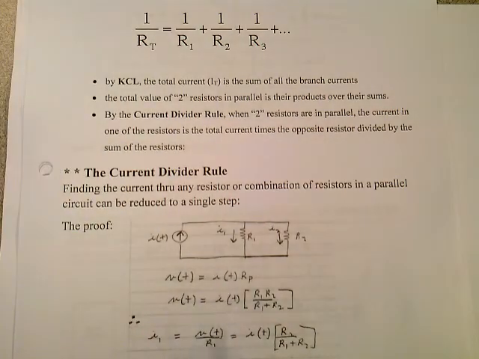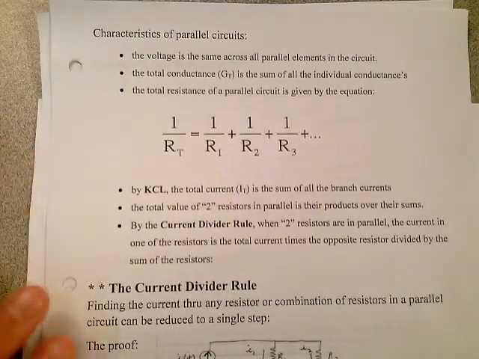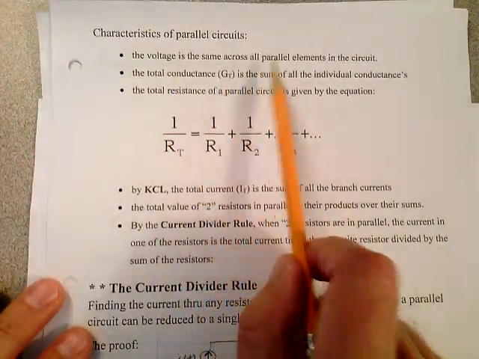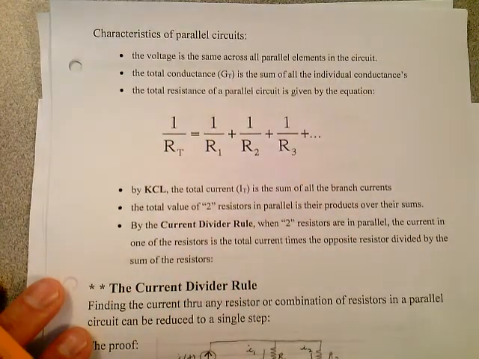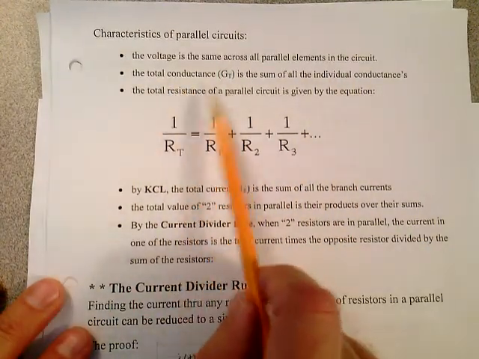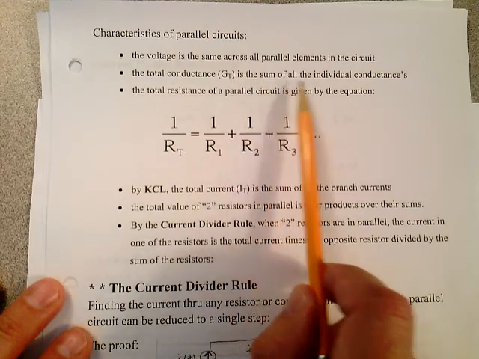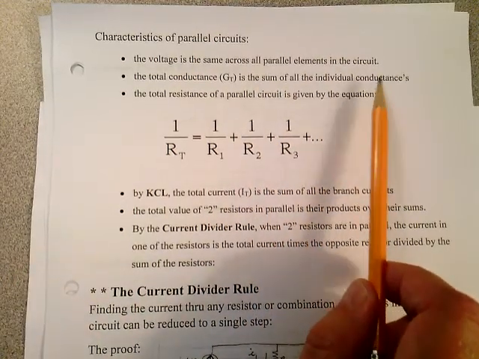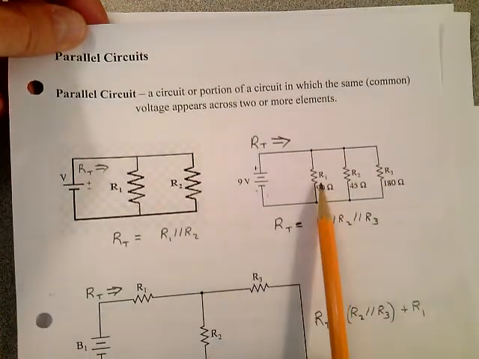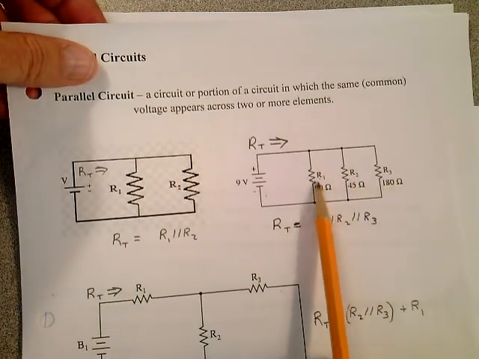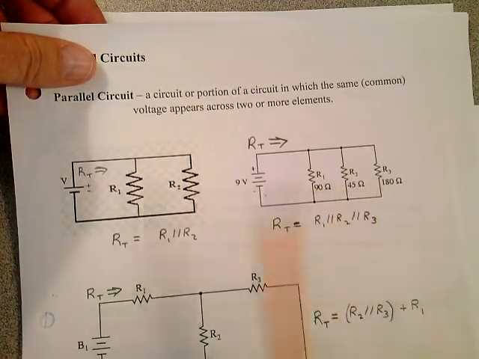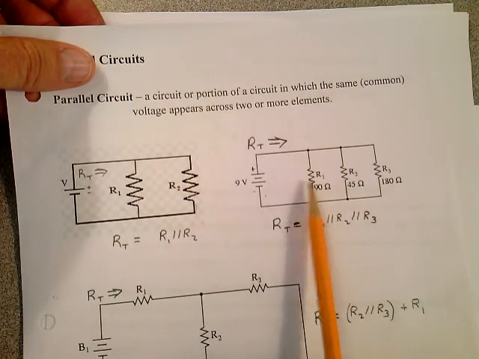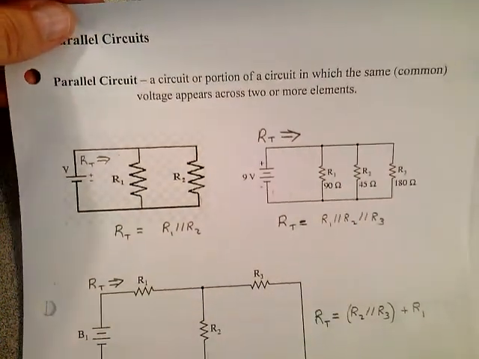On the next page, characteristics of parallel circuits. The voltage is the same across all parallel elements in the circuit. We discussed that. The total conductance, G sub T, is the sum of all the individual conductances. If they give you conductances here rather than resistances, it's 1 over 90 and 1 over 45 and 1 over 180, then you just, in parallel circuits, you add conductances.